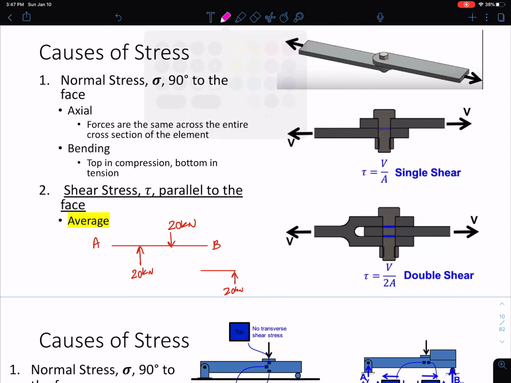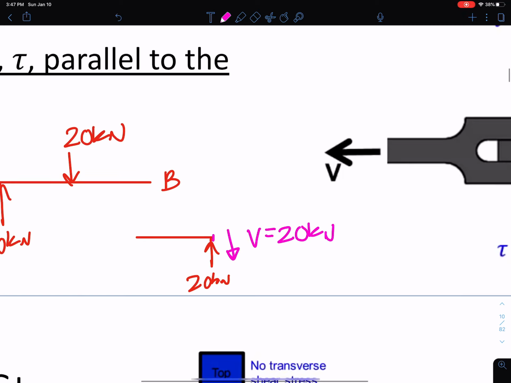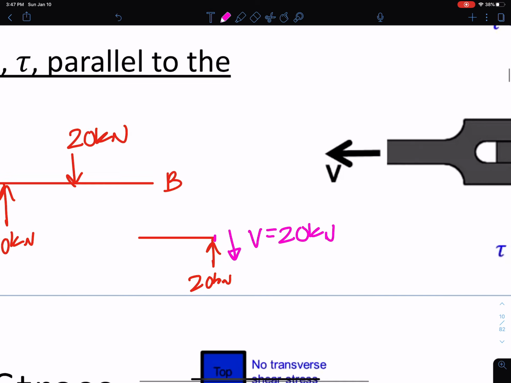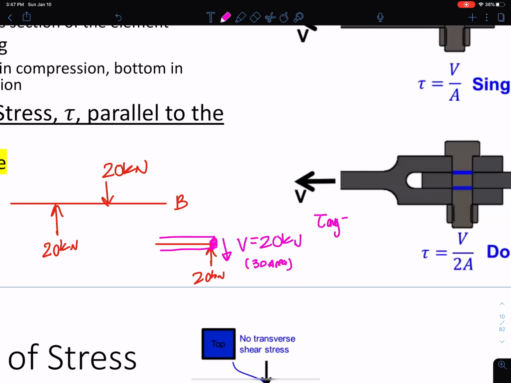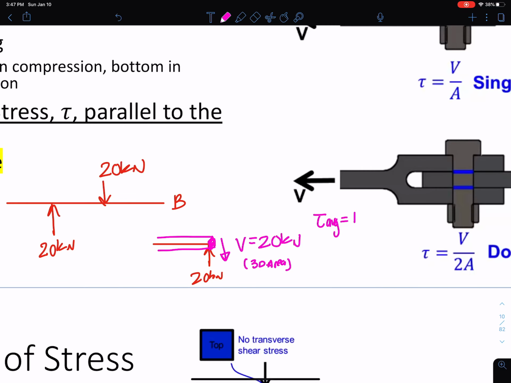What's going to happen is right here, I'll have a shear of 20 kilonewtons, okay? And this gets distributed over whatever surface area I have here. And of course, this is really a 3D area. It's going to, can't really, something like this, right? So this is a 3D area. And I can say that my tau average along the whole cross section is equal to the force divided by the area. Okay.